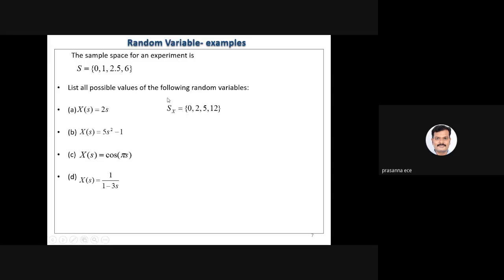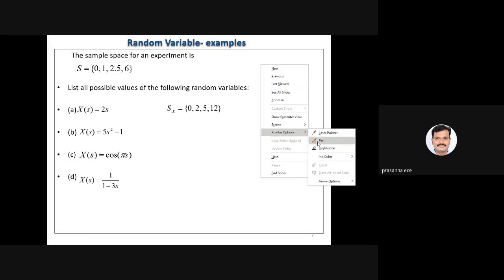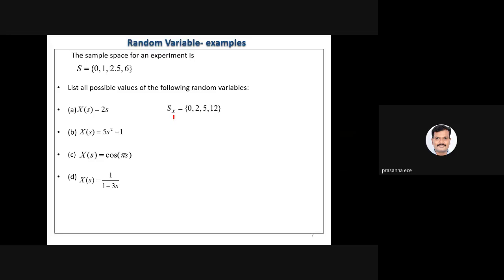We have to note how we are denoting the set of values of x. The notation plays an important role, so to avoid confusion we have to use the proper notation. You can see we are using the notation S_x, not x equal to. All these small values inside S_x are denoted by small x. So S_x represents the list of all possible values of the random variable x of s.